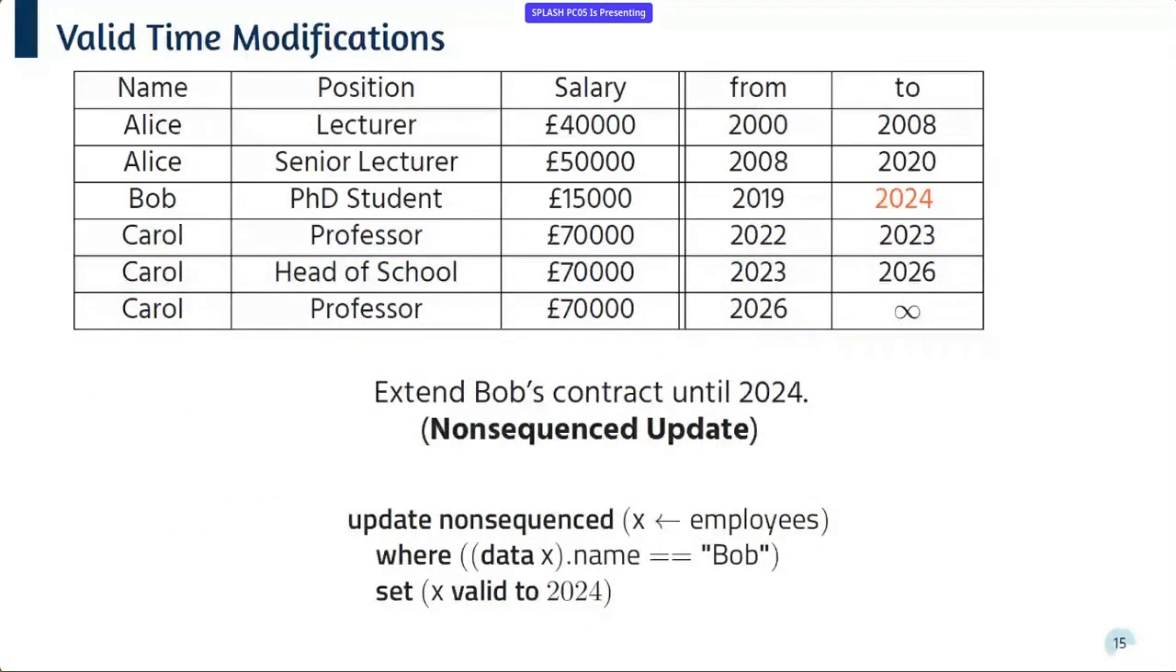Another thing that we might want to do is actually modify these things directly. So, extending Bob's contract until 2024. With a valid time system, we can actually do that. So we can say in our set clause that we want to set that as being valid to 2024.